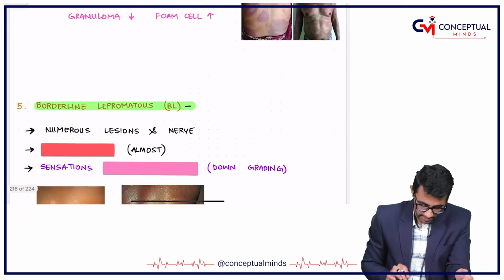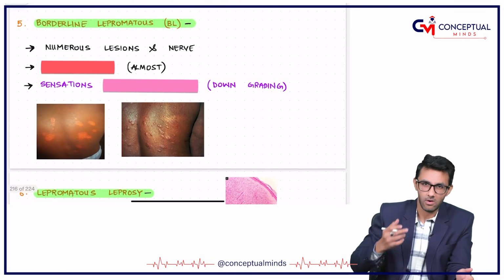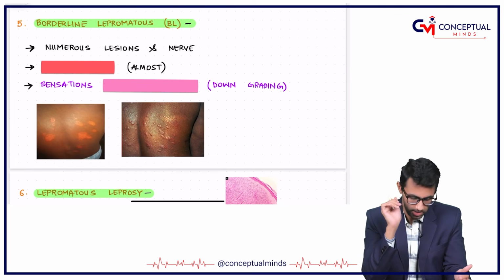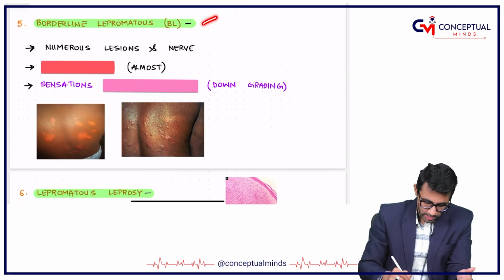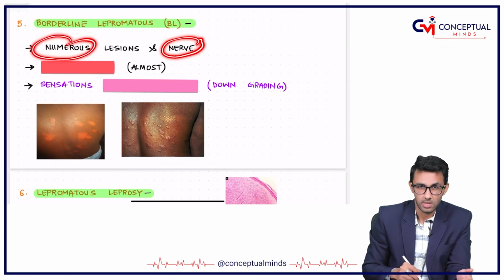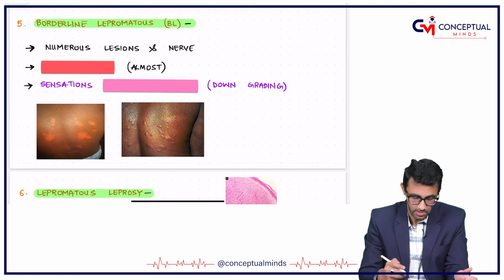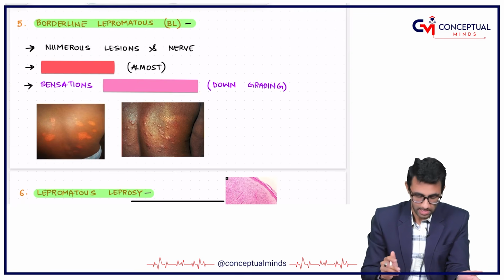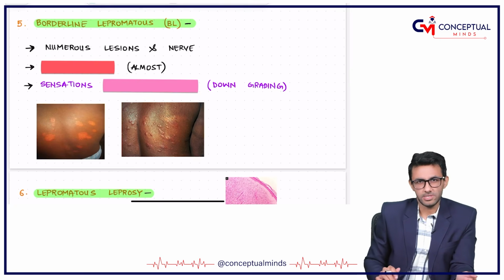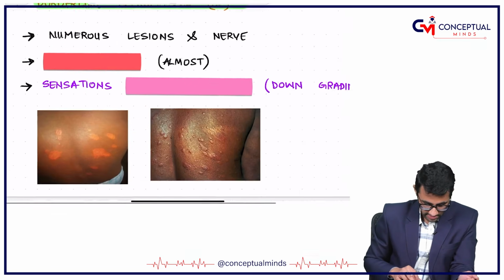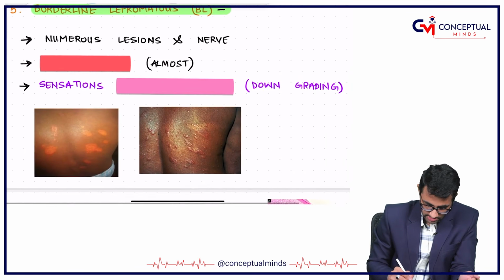That is borderline lepromatous, the BL type. This is the second last one we read about. What do you think? The lesions would be numerous. The nerve involvement is numerous. It's quite well pronounced. It is just one stage away from the lepromatous leprosy, which is the next one. How about the symmetry? Could you comment about the symmetry? It is asymmetrical.